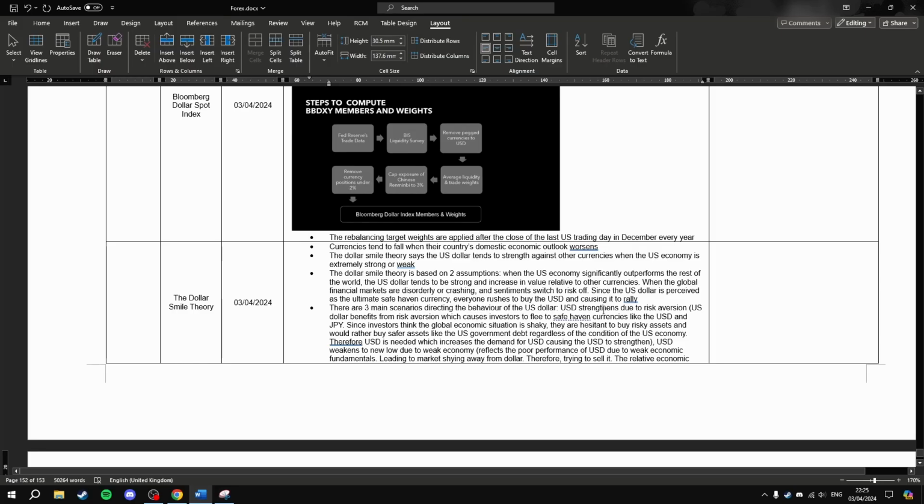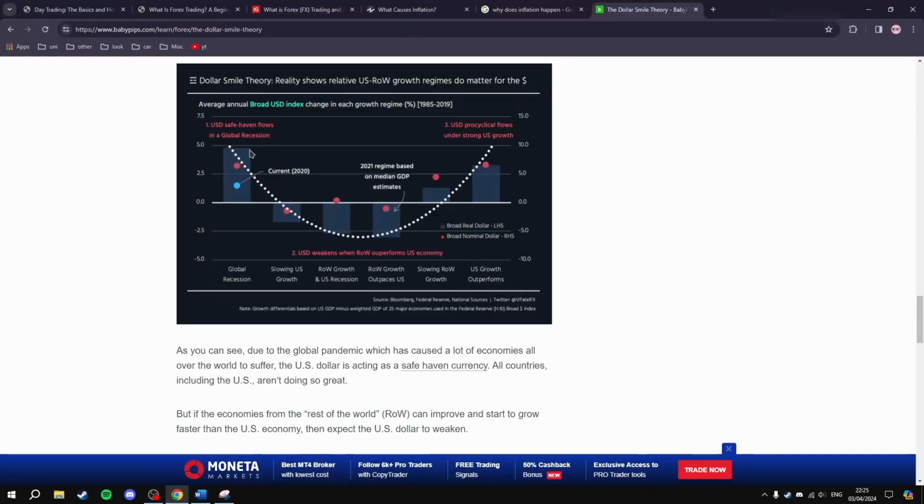So this is the first scenario. USD strengthens due to risk aversion. Current 2020. 2. USD weakens when ROW outperforms US economy. 3. USD pro-cyclical flows under strong US growth. And now we're back onto here again. Right? Current 2020. So USD is gonna drop, maybe?